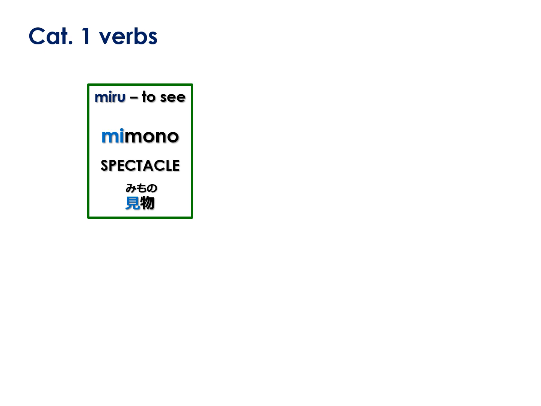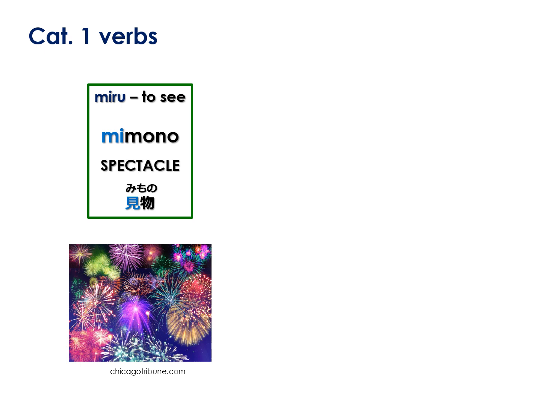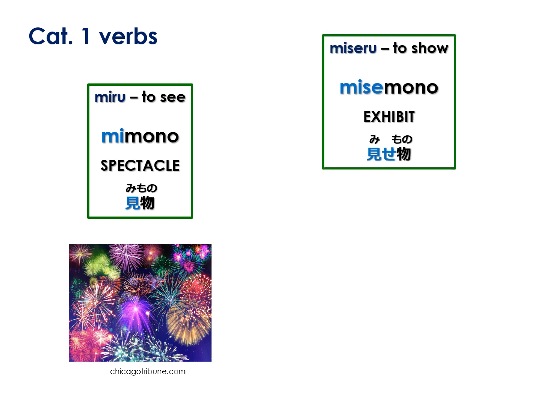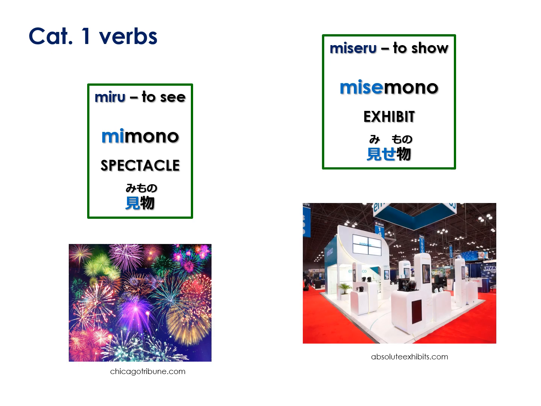Miru means to see. Mimono. Mimono means a spectacle, a sight, or object of interest, attraction, feature, or highlight. Here you see firecrackers, which could be the mimono of a festival. Miseru means to show. Misemono. Misemono means exhibit or display. Here you see display booths at a trade show.